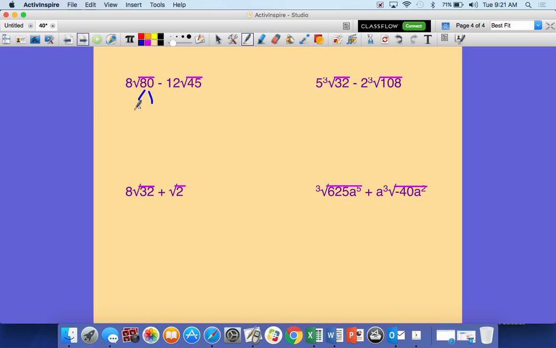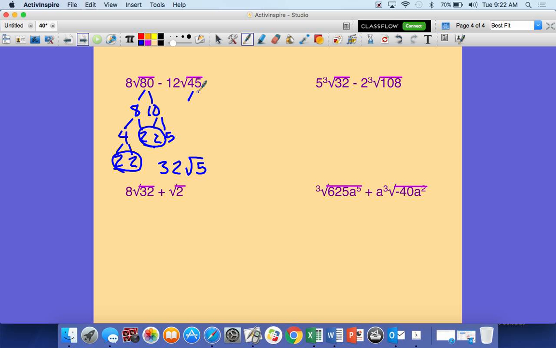So, break down 80. 8 and 10. 4 and 2. 2 and 2. 10 is 2 and 5. Okay, so I've got a pair of 2s, a pair of 2s, and a 5. So this would be 4 times 8 is 32 square roots of 5 for this first one. Once again, you could throw both of these in your calculator, 8 times the square root of 80 and 32 times the square root of 5. You'll get the same decimal equivalent answer. So then you know that they are the same number.